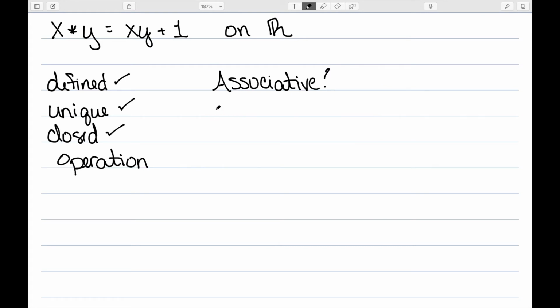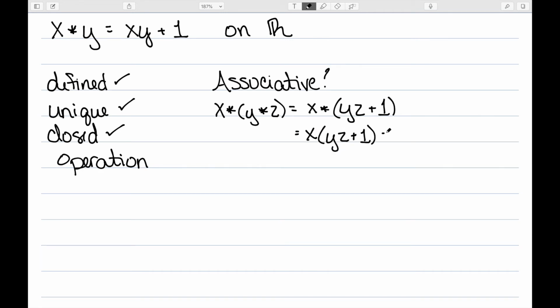Is it associative? Well, in this case, I need to look at x star (y star z). Well, y star z would mean yz plus 1. And then x starred with this would mean we would multiply x by the thing in parentheses, and then add 1. So this would be xyz plus x plus 1.